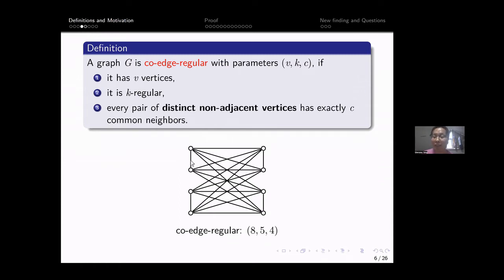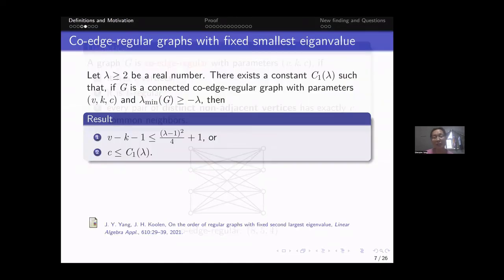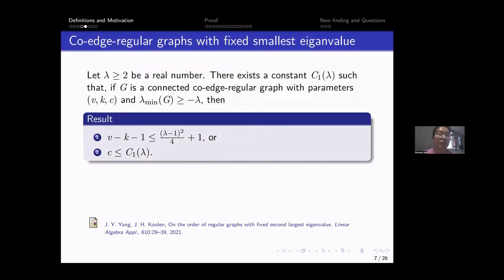If we look at 2 adjacent vertices on the same side, for example the left side, they have 4 common neighbors. But if we look at 2 adjacent vertices on different sides, they have only 1 common neighbor. So it's co-edge regular, but it's not strongly regular. For co-edge regular graphs with fixed smallest eigenvalue, here is a result.